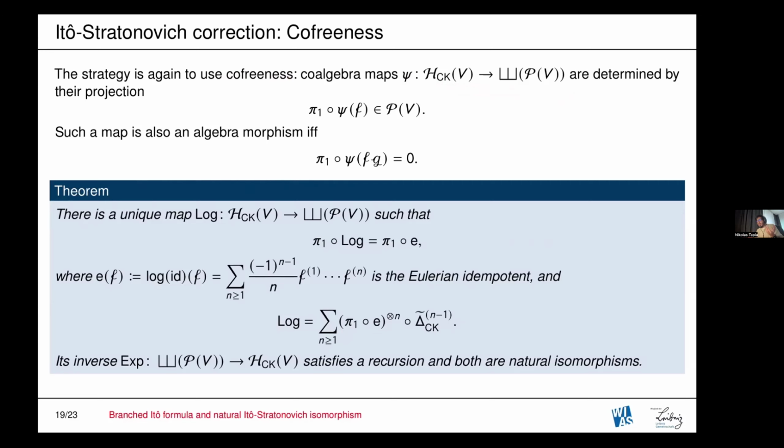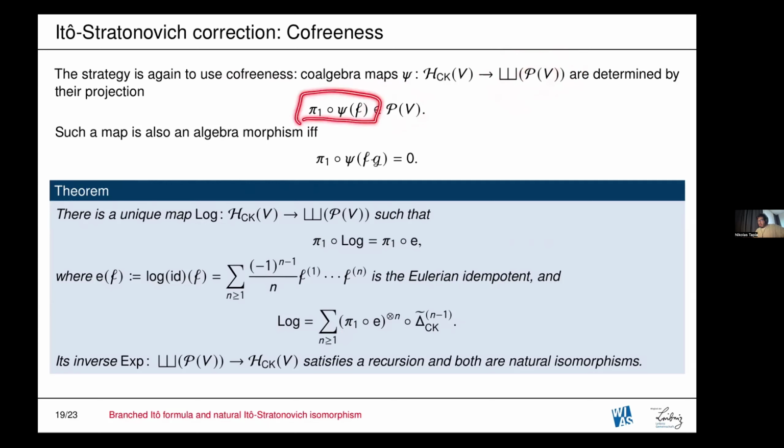So what we would like to do is to look at the whole class of coalgebra maps and try to find one that is also an algebra morphism at the same time. So somehow we need to use a bit more. Cofreeness is nice, but we also want to use the algebra part. And so it turns out that cofreeness of this space means that all coalgebra maps are completely determined by their projection onto the underlying vector space.